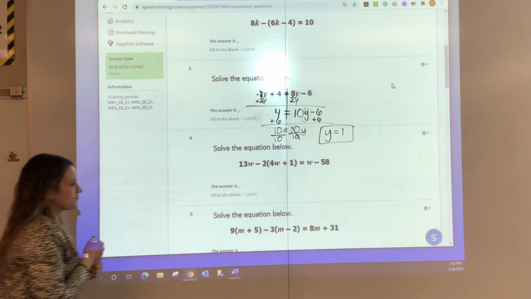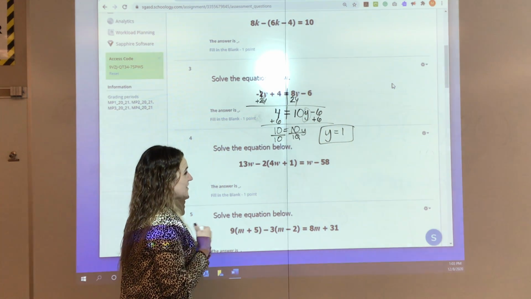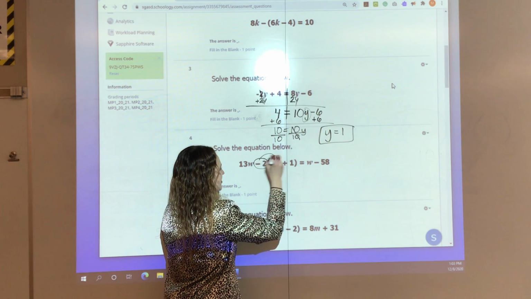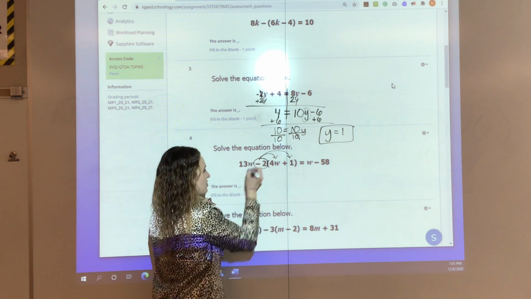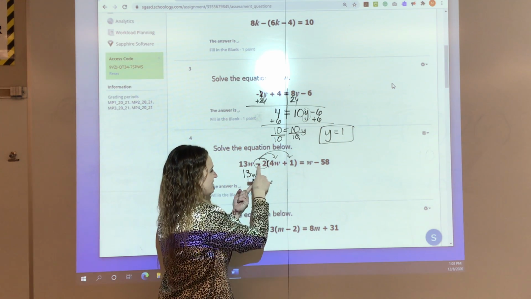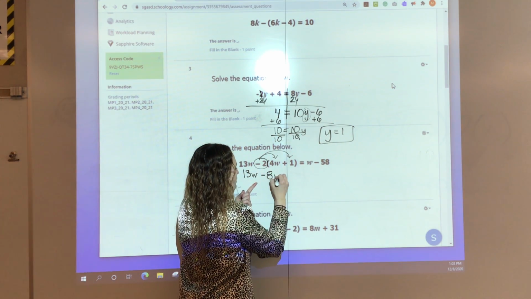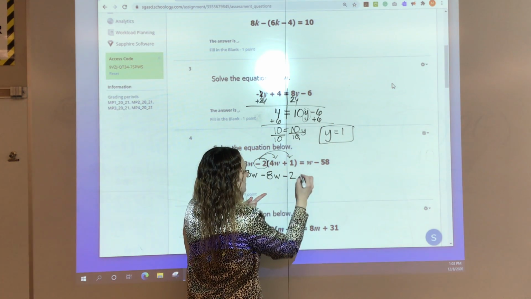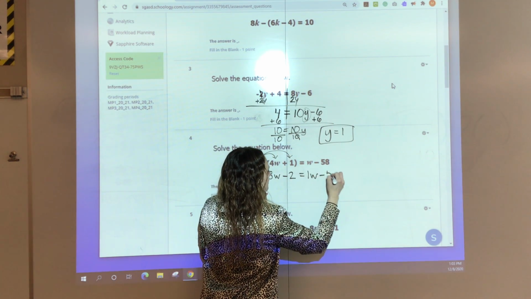For number 4, the first thing we need to do is distribute that negative 2 to everything inside your parentheses. Before I forget about it, let me drop my 13w down. Negative 2 times 4 gives me negative 8w. Negative 2 times positive 1 gives me negative 2. I'm going to bring down everything else.